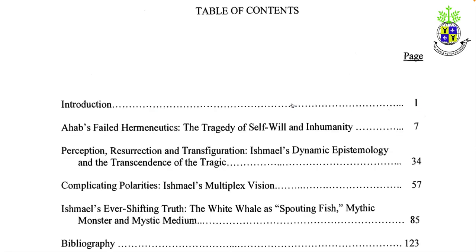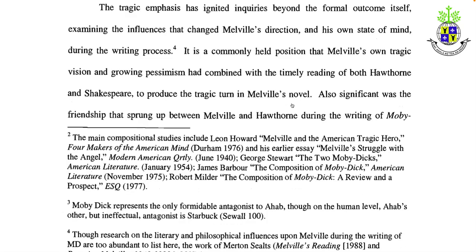So if we look at the table of contents for this, we see that it doesn't lay out a specific lit review chapter. We have the introduction, and then a chapter called Ahab's Failed Hermeneutics, another called Perception, Resurrection, and Transfiguration, Complicating Polarities, Ishmael's Ever-Shifting Truth, and then the references. So the way this is organized is more topically. They're focusing on particular topics and discussing those in detail. So this is, as a master's degree in English literature, giving an implicit lit review.